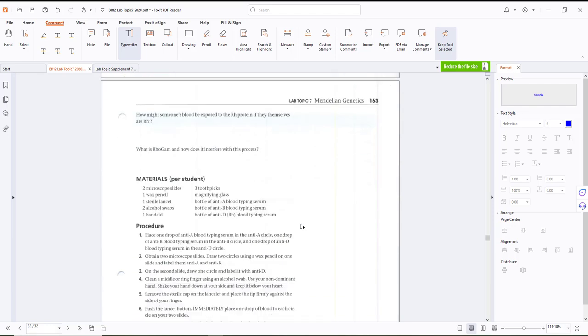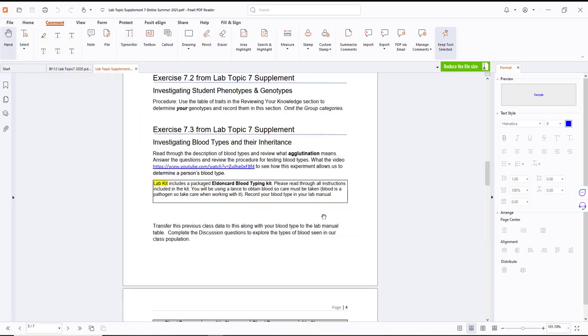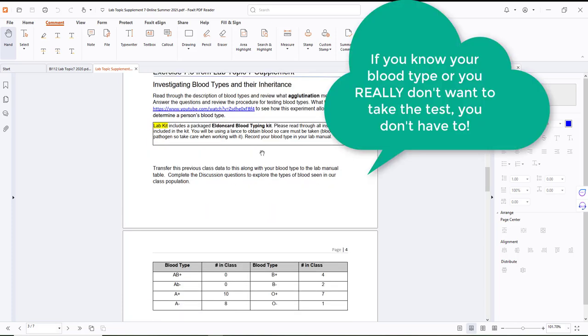So when you're ready, you can perform the test to see what your blood type is. So you can follow the YouTube video. The YouTube video just walks you through how to take the test. If you already know what your blood type is, you don't have to do it again if you don't want to. If you really don't want to take your blood, you don't have to. I'm not going to force you to, but it's always good to know what your blood type is, especially when you're going into the health sciences. If you've ever donated blood, you should know what your blood type is.